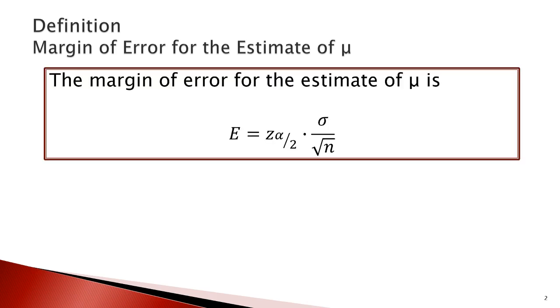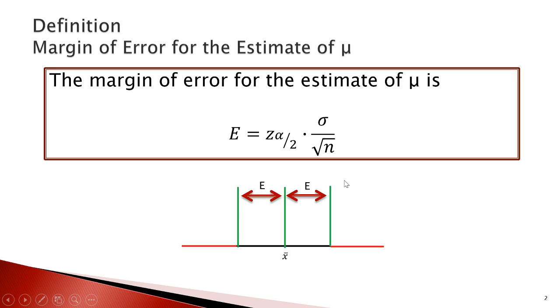Let's begin with introducing the concept of the margin of error. The margin of error for the estimate of mu can be calculated by this formula. Okay? E equals z alpha over 2 sigma divided by the square root of n.